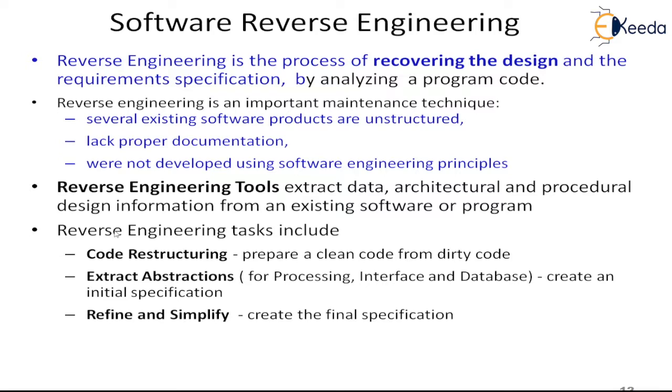And what will the reverse engineering tasks include? It will include code restructuring, extract abstraction, and refine and simplify. What is code restructuring? That means whatever code we have, before giving it to the reverse engineering tool or trying to do the reverse engineering ourselves manually, we will have to first do some cleaning of the code. Whatever dirty code we have, because we are now forced to do recovery of the design, we are unable to do the maintenance. So that is why we are going for reverse engineering.